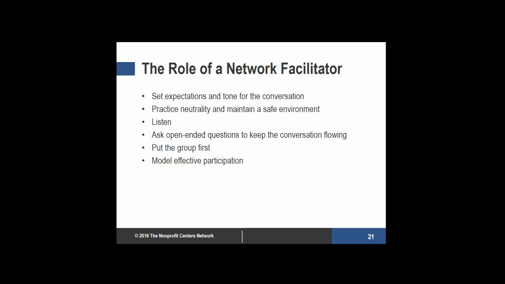You as the network facilitator need to be that neutral convener, someone who can help but doesn't dominate the conversation. It's important to really practice active listening and ask open-ended questions that keep the conversation flowing and provide the space for your network partners to volunteer to take their own leadership. You are more of an enabler than a doer in this role of network facilitator. It's also important for you to model effective participation and sometimes be the first follower.